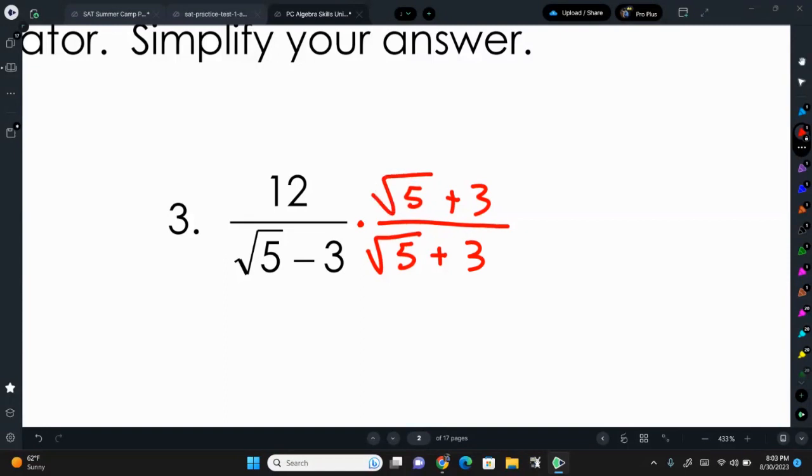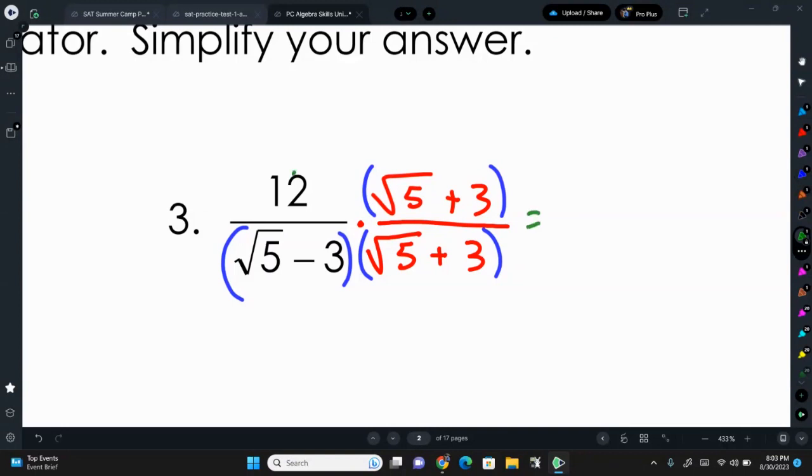Now the reason we do that is that way in the denominator, when we FOIL, because these are parentheses and we have two things here, you're going to see that our middle terms are going to cancel out, so that we have no more radicals. So I'm going to show it the longer way first, and then go back and show you the shortcut, and then just do the shortcut from now on.